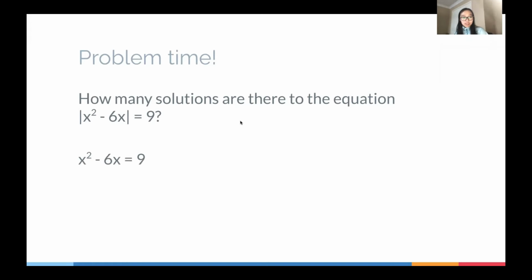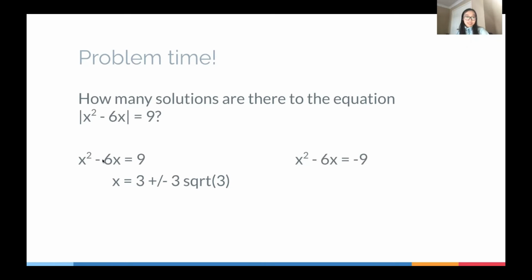So first of all, we have our first one. We assume that whatever is in this is positive. So we're going to say that x squared minus 6x equals 9. And like the one before, we also have our negative answer because the absolute value of -9 is also actually just 9. So we have these two different formulas. We have 9 and -9.